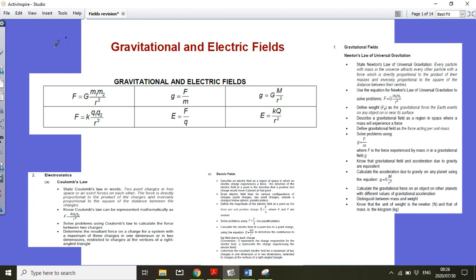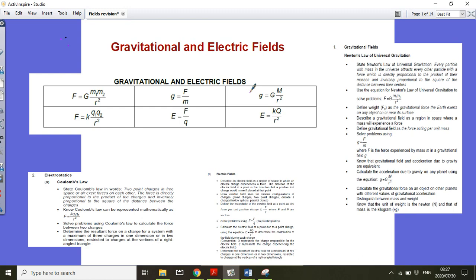For gravitational and electric fields, you will see again that your information sheet is important because I'm going to summarize it at the end. The first equations on your information sheet help you with your laws. The second equations help you with the definitions. And the third column helps you with the describing questions. So please remember that your information sheet is super important.